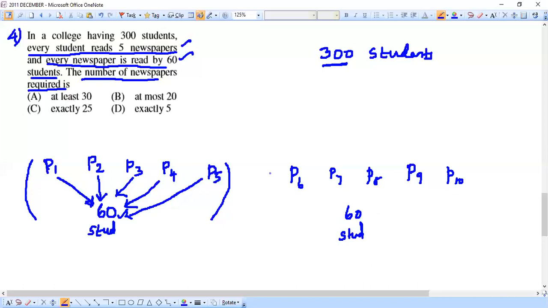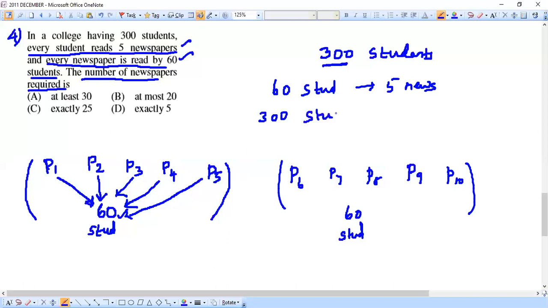Do you understand this? So I can take a set of 60 students and assign 5 papers to each of those 60 students. So what would be the answer? How many newspapers are required? This is my question. Just think like this: if you assign 60 students 5 newspapers, another 60 students another 5 papers, likewise, how many sets of 60 students do we need? How many students do we have in total? We have 300 students.